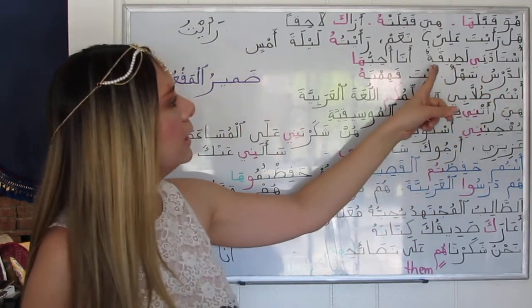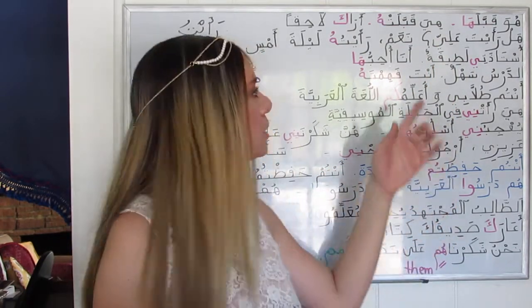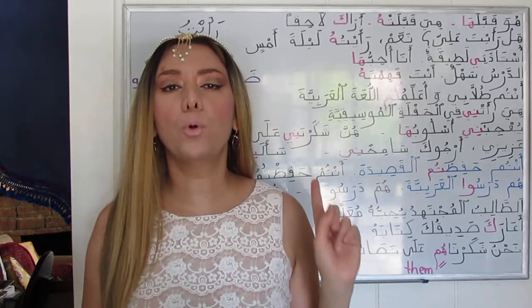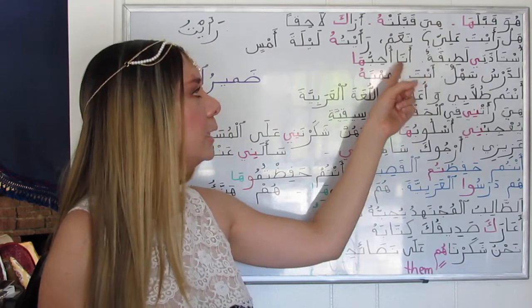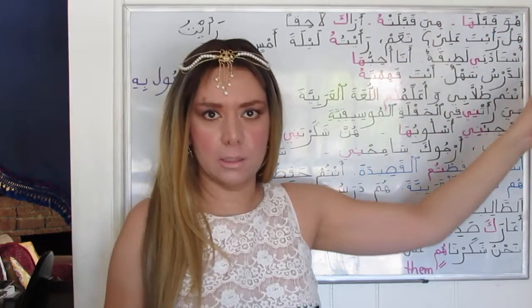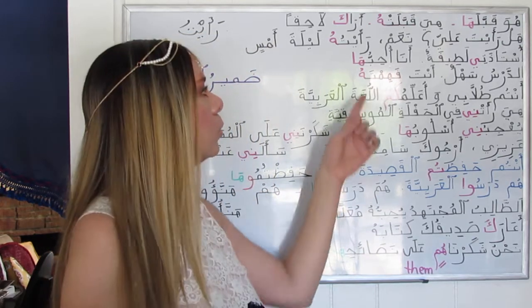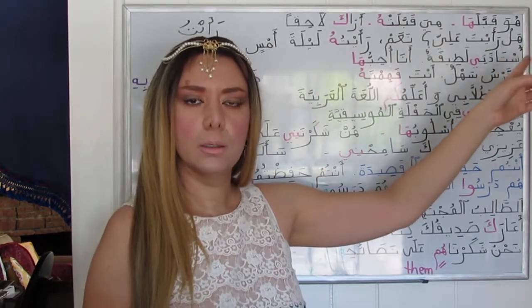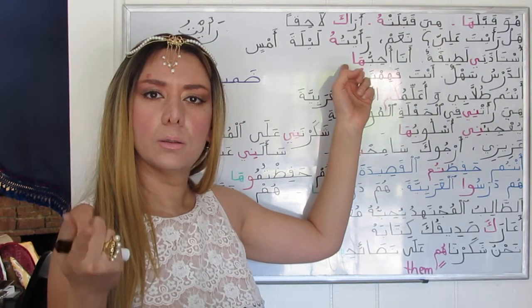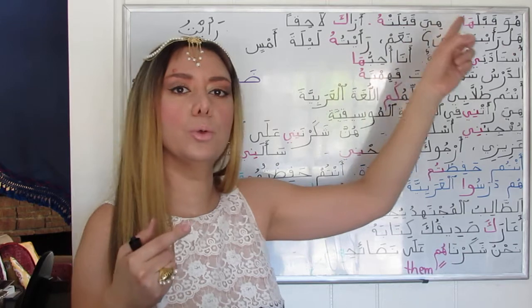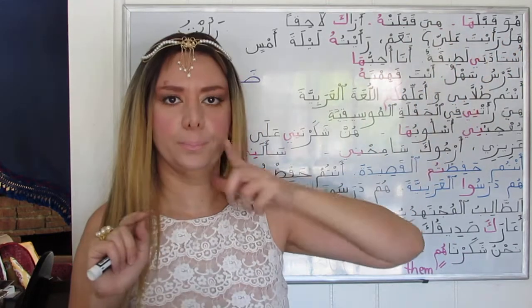أستاذتي لطيفة. My teacher is sweet or nice. أنا أحبها. I love her. Instead of saying أنا أحب أستاذتي, again repeating the same noun, we would just replace it with the object pronoun ha, referring to singular feminine أستاذة. Alright?